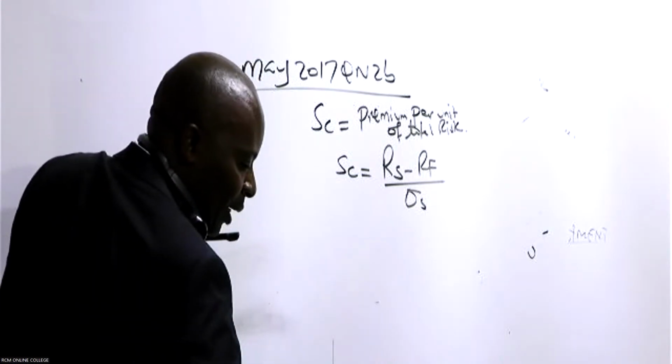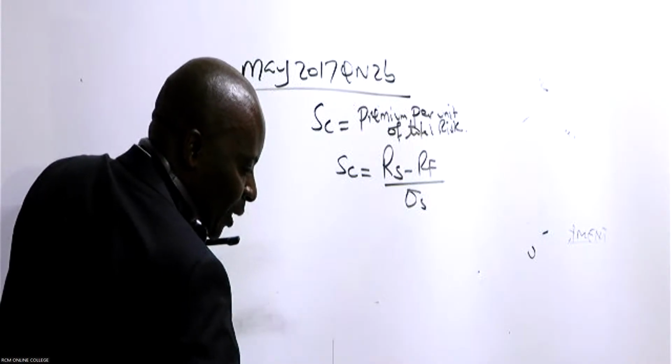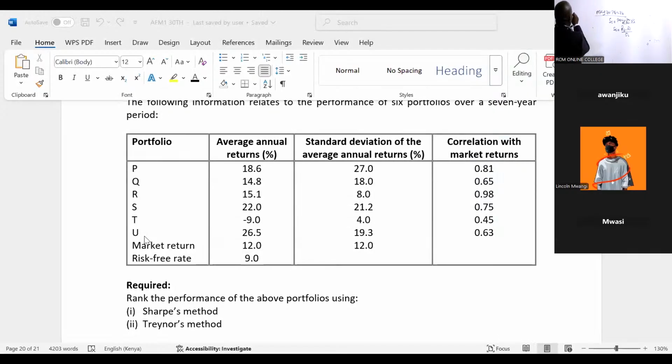The first one being P. This is May 2017, remember. So the first one is security P. Are we able to see the average returns of P? Yes, it's 18.0 here. Are you able to see the risk-free rate? It's given down there, 9, isn't it? Divide this by the standard deviation of P, 27. So this gave you what figure? 0.355.